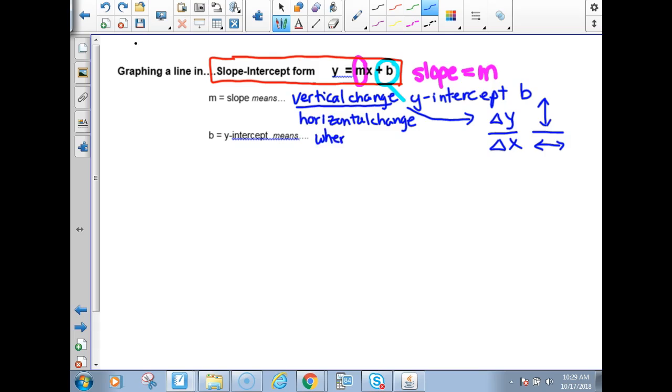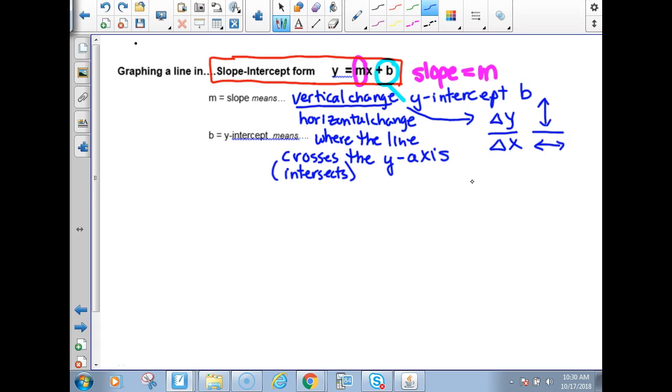Y-intercept means where the line crosses the y-axis. I said x at first, I can't believe I just said that. It's the y-intercept. And I'm going to draw a little picture of that. Crosses means intersects. I like that word better because it's a geometry term.